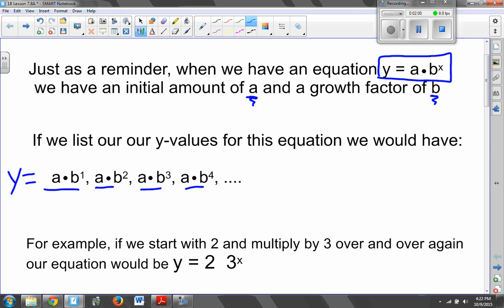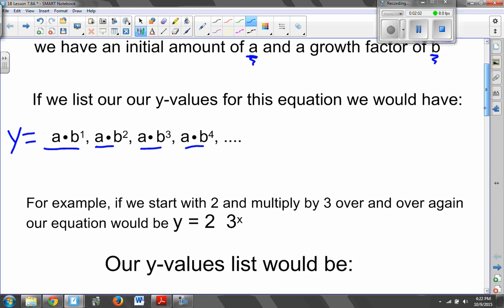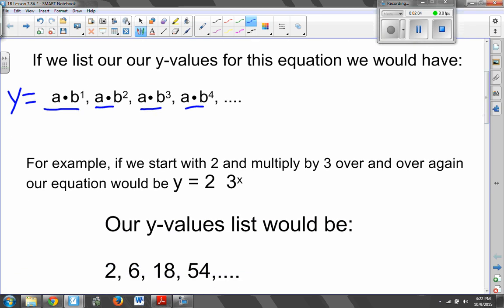Just as an example, if we look with some concrete numbers here, if we start with 2 and multiply by 3 over and over and over again, our equation would be y equals 2, that's our starting value, times 3, that's our growth factor, to the x power. And our y values list would be right here.